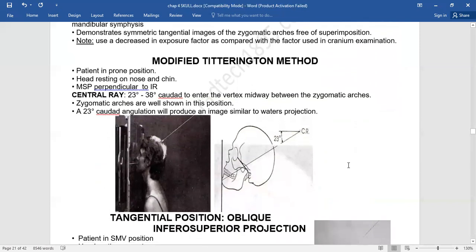Next is modified Pitterington method. So patient naka-prone, as you can see there's a picture, head resting on nose and chin. MSP perpendicular to IR, central ray. So yung tandaan niyo is central ray. So 23 to 38 degrees caudad to exit the vertex, as you can see sa picture. So a 23 degrees caudal angulation will produce an image similar to Waters projection.